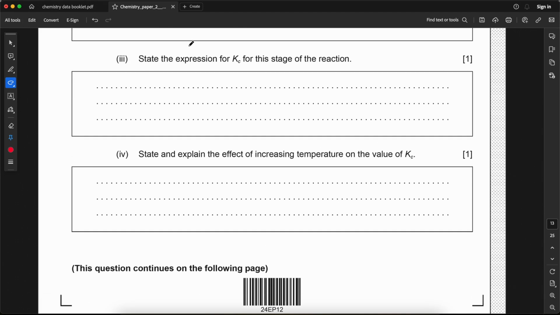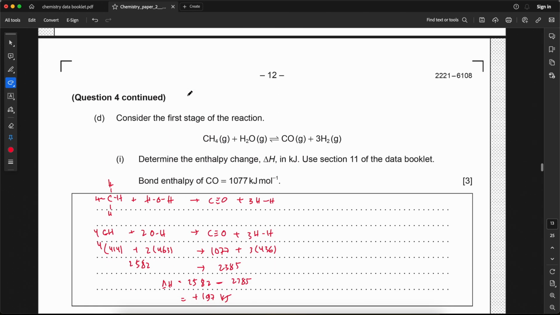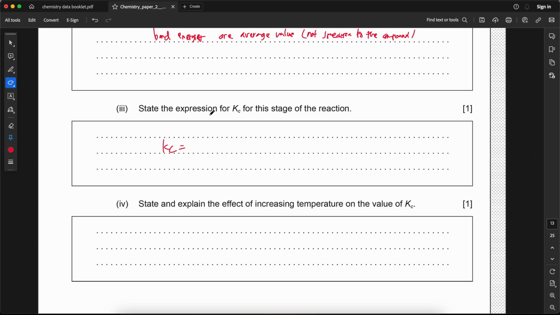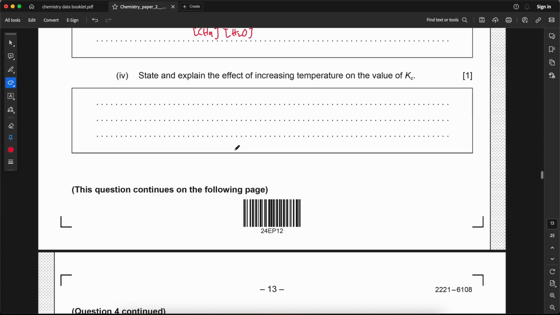State the expression for Kc for this stage of reaction. So Kc would be products over reactants. So Kc would be CO and H2 to the power 3 because the coefficient is 3, over CH4 and H2O. State and explain the effect of increasing temperature on the value of Kc.